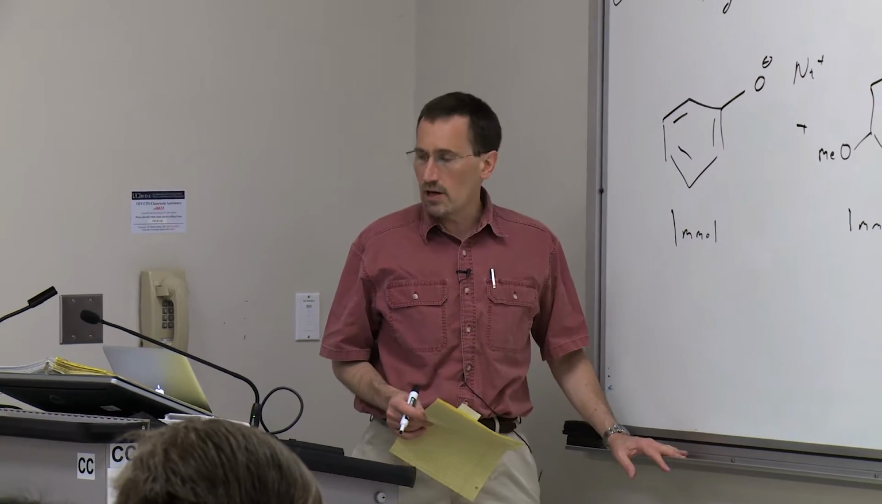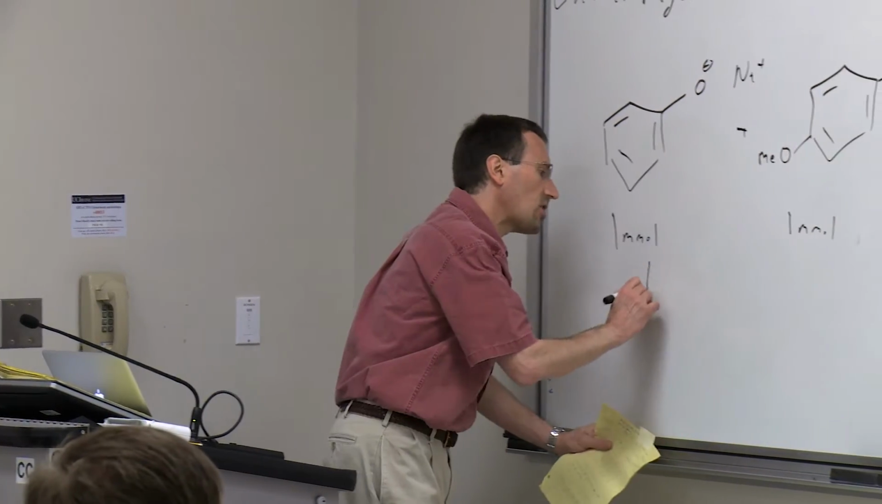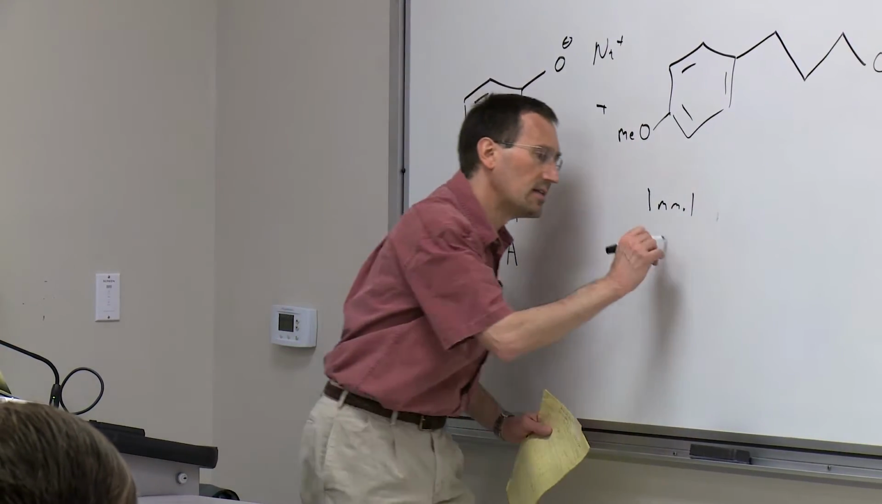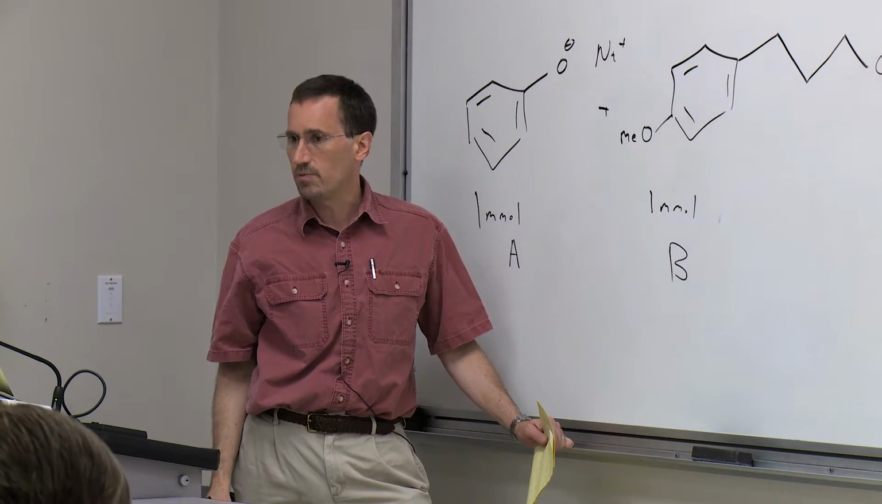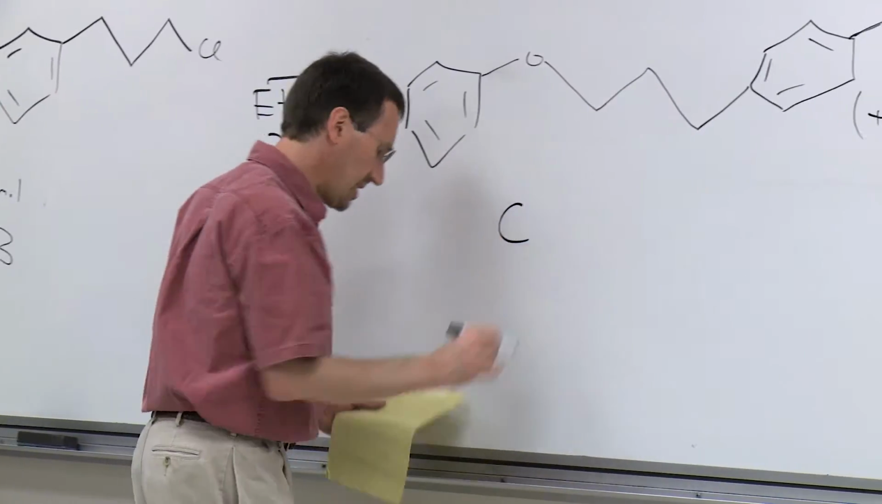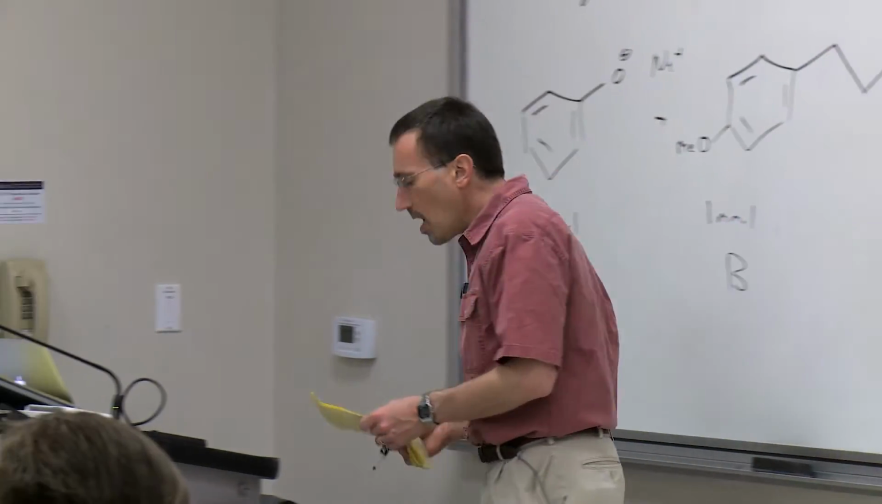Since I'm going to draw things out schematically, let's call our sodium phenolate A as a reactant, and we'll talk about our alkyl chloride as B, and we'll talk about our product as C. And if you wanted to, we could call the byproduct D. All right.